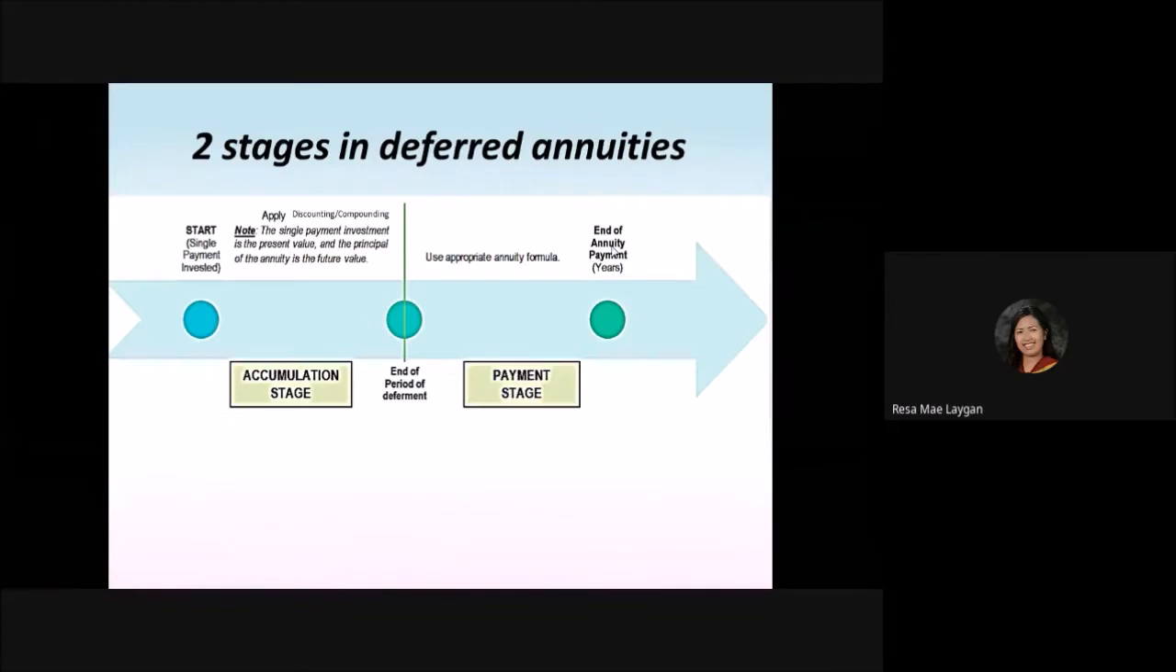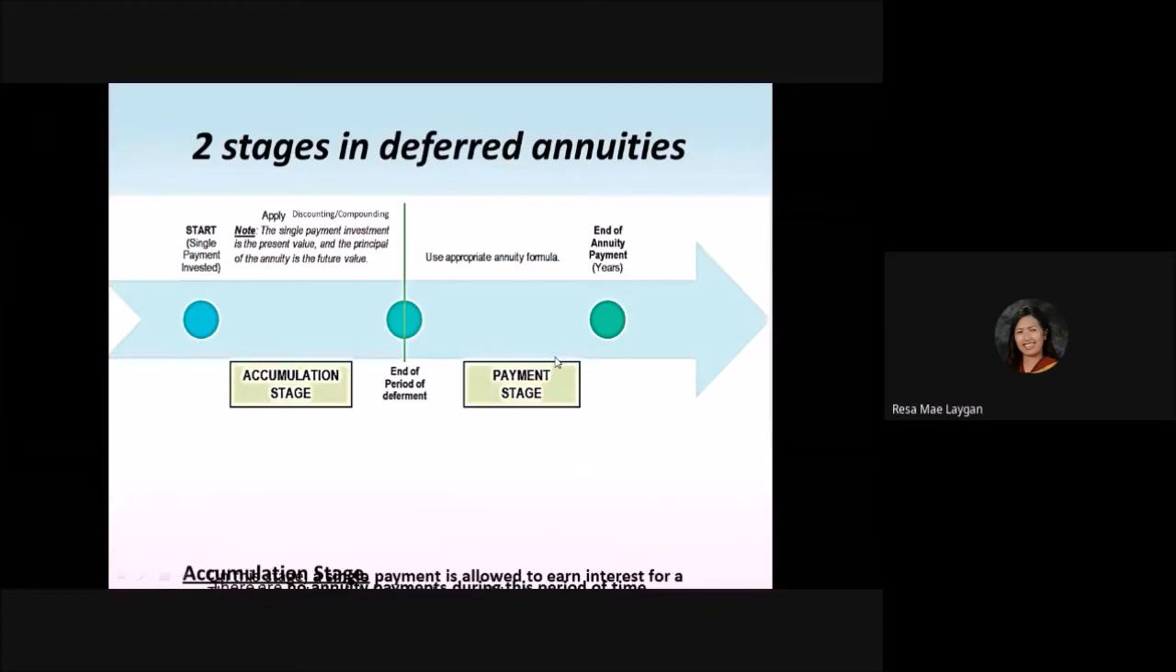These are the two different stages in deferred annuities: the accumulation stage and the payment stage. Take note, in the accumulation stage, you have to apply the discounting or compounding formula. However, after the end of the period of deferral, you are going to undergo the payment stage, where you will apply the appropriate annuity formula.